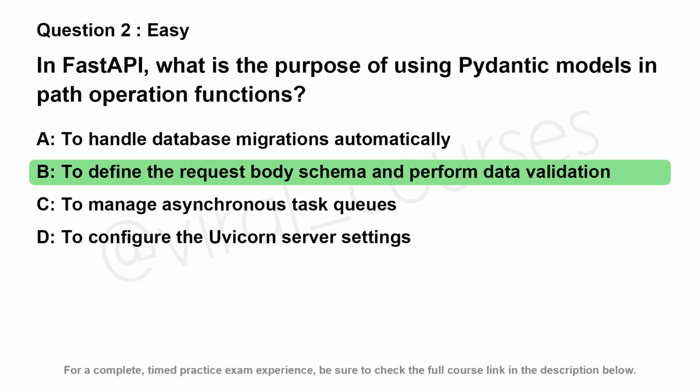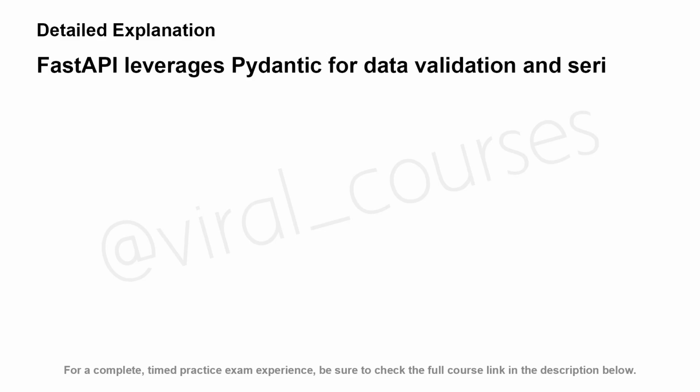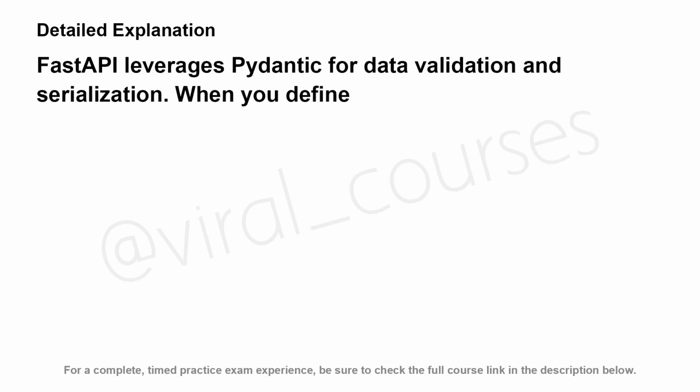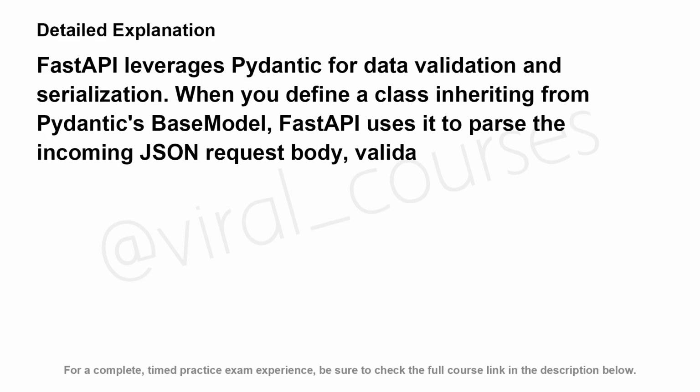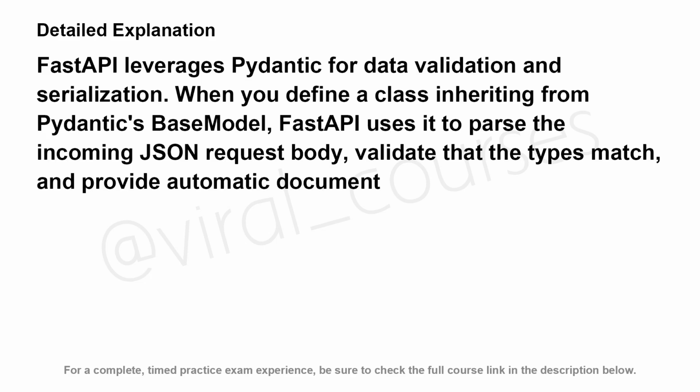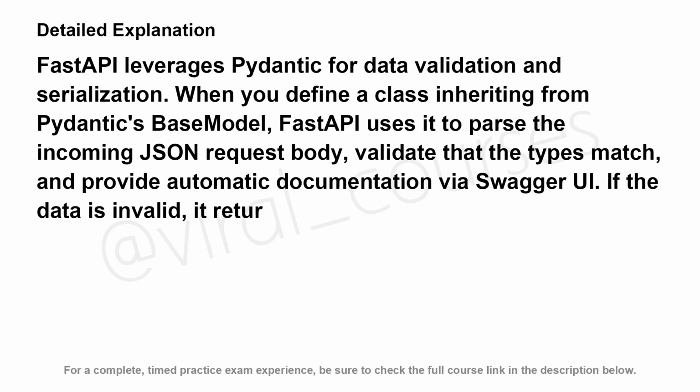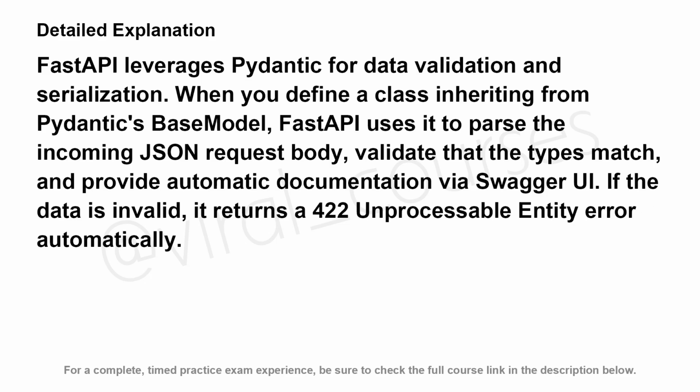The correct answer is B. FastAPI leverages Pydantic for data validation and serialization. When you define a class inheriting from Pydantic's BaseModel, FastAPI uses it to parse the incoming JSON request body, validate that the types match, and provide automatic documentation via Swagger UI. If the data is invalid, it returns a 422 Unprocessable Entity error automatically.